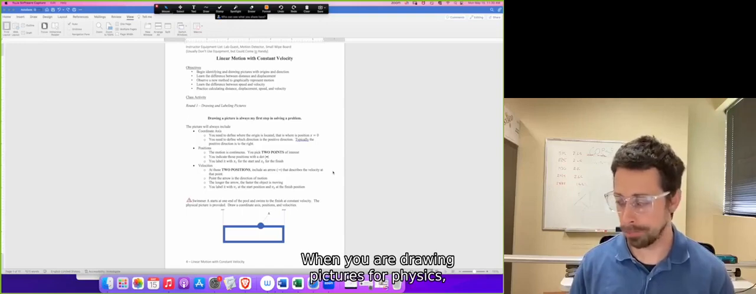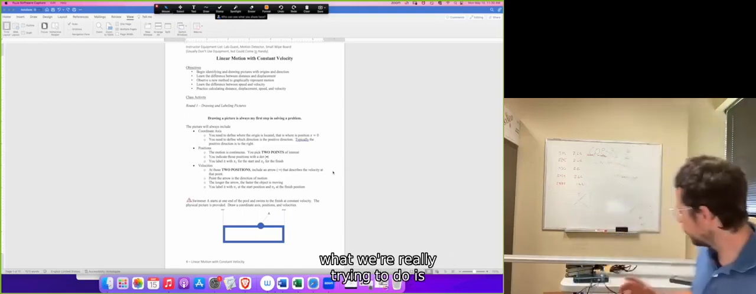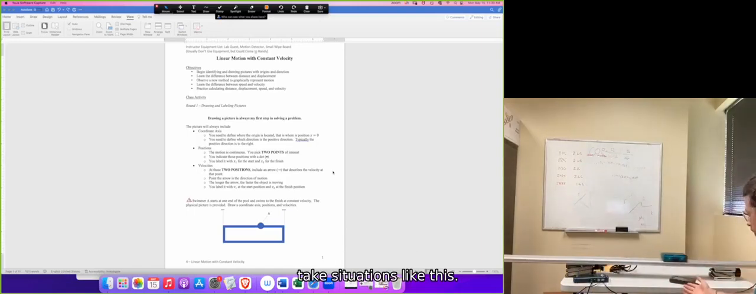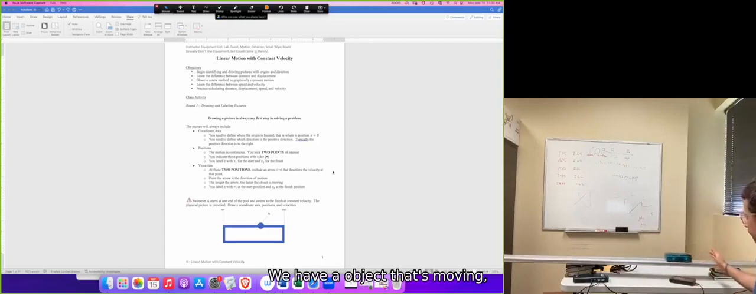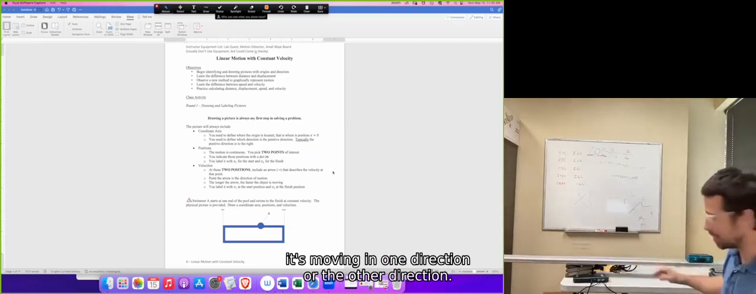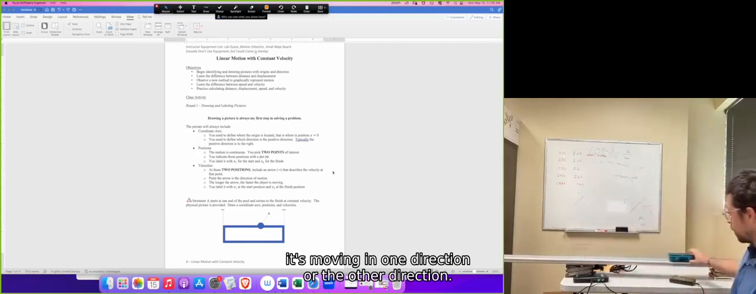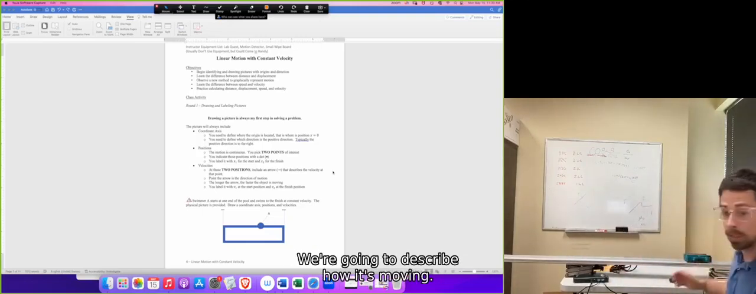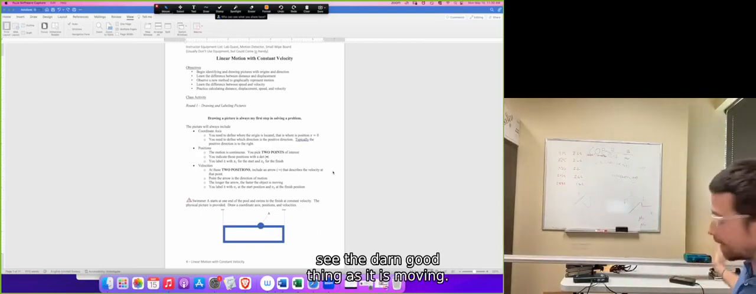And when we're drawing pictures for physics, what we're really trying to do is take situations like this. This is the motion. This is what we're going to be looking at in terms of mechanics. We have an object that's moving, say in one direction or the other direction. We get to describe how it's moving. In real life, we get to see the darned thing as it is moving.